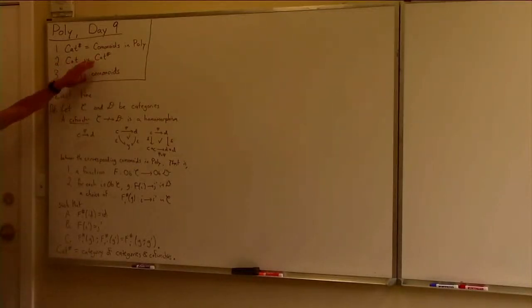Cat is the category of categories. This is comonoids in Poly. And then we'll talk about Cofree comonoids. So last time we talked about what a cofunctor is, and I'll just review that.